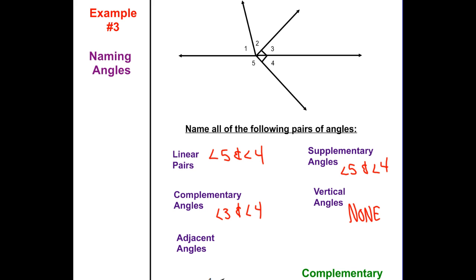Angle 2 is adjacent to angle 3. Angle 3 is adjacent to angle 4. Angle 4 is adjacent to angle 5. Angle 5 is adjacent to angle 1. And we can go backwards the same way. So all of those would be adjacent. So you can go around this way to be adjacent.